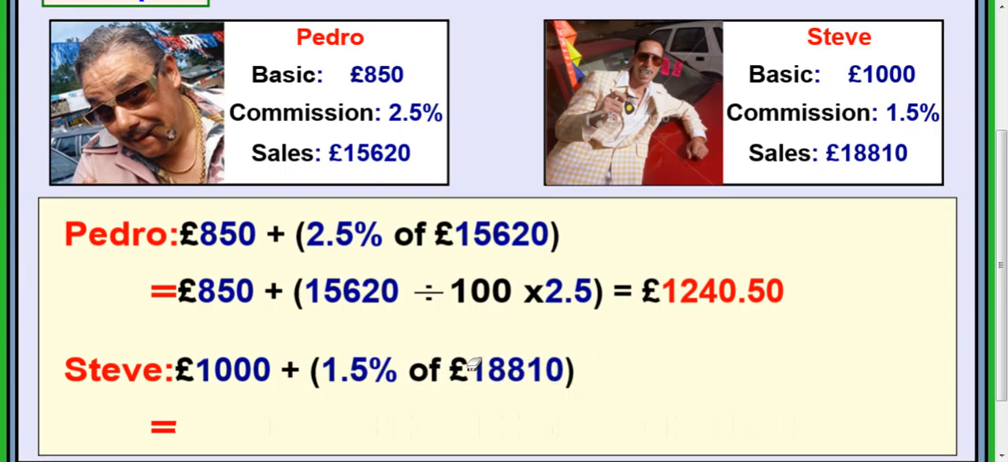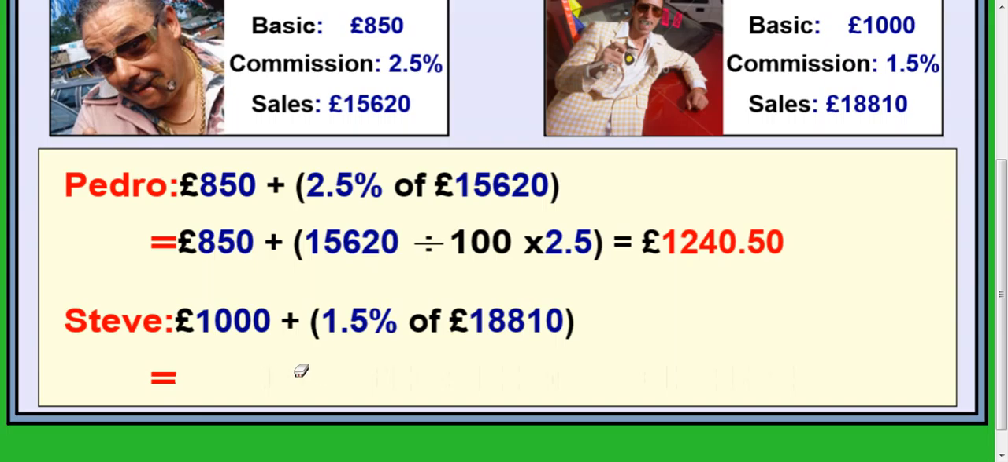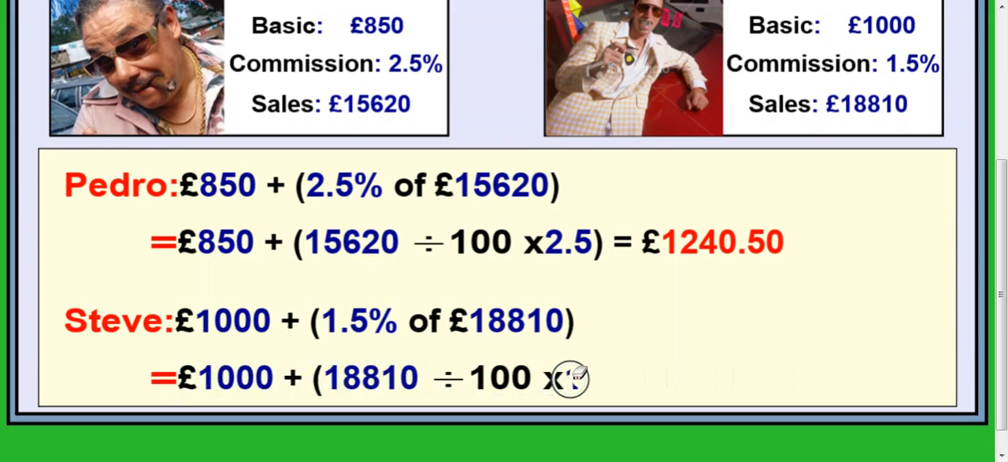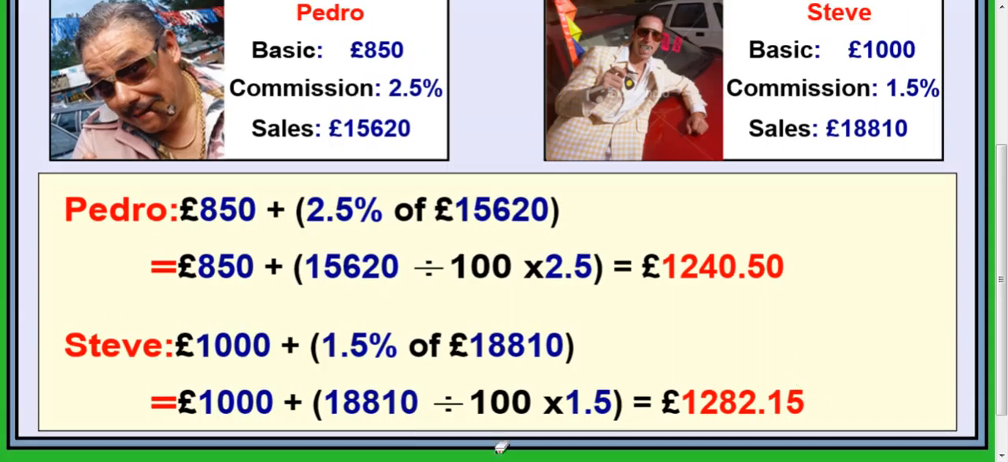Again, if you want to do that calculation at the side and bring it back in, divide by 100 and times by this, or divide this by 100 and times by 1.5. I don't really mind how you do it. So that looks like that. If you type it into your calculator, get your answer. The total comes to £1,282.15. And that's really how to work out commission and add it onto your basic salary. Just work out the percentage and do an add sum. And you don't need to set it out like this.